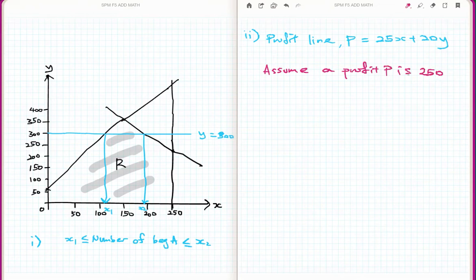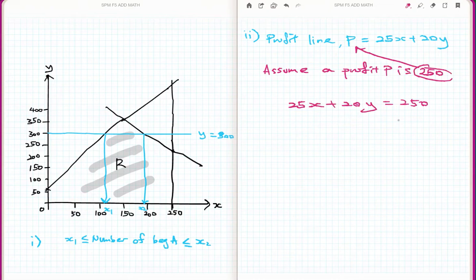Okay, so what you could do would be, therefore you substitute this number. This number is assumed. You may use other numbers, any number you can think of that can be divided by both numbers. So therefore 25x plus 20y is now 250. Then you will be able to form a line.